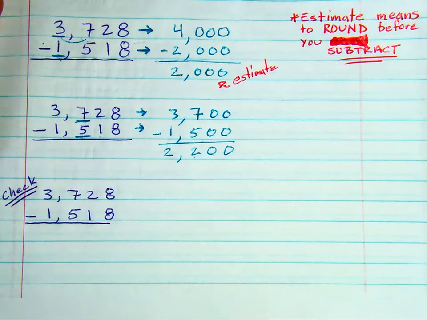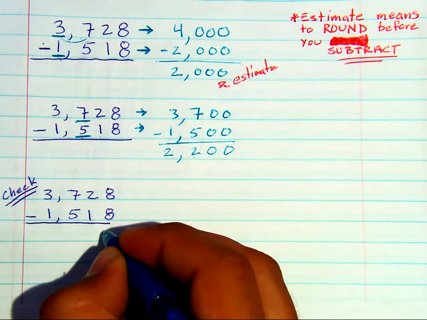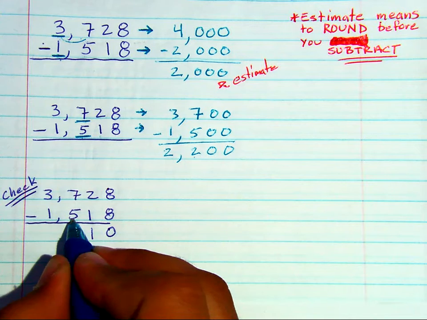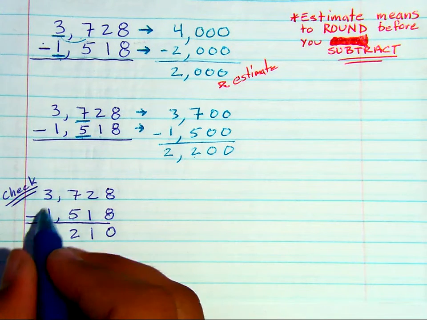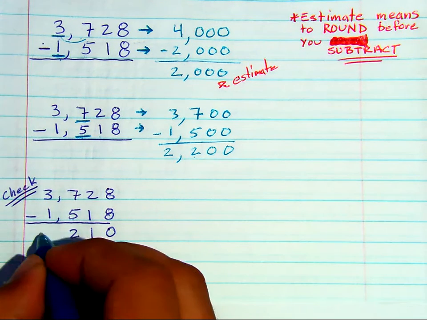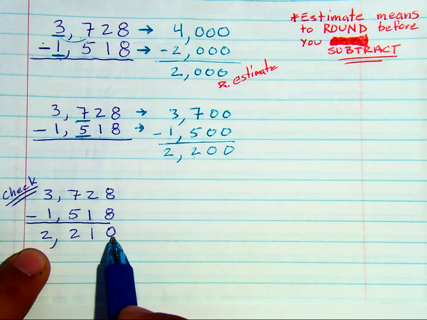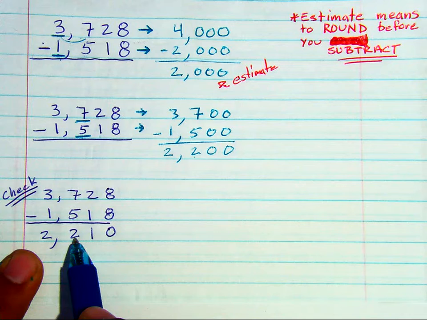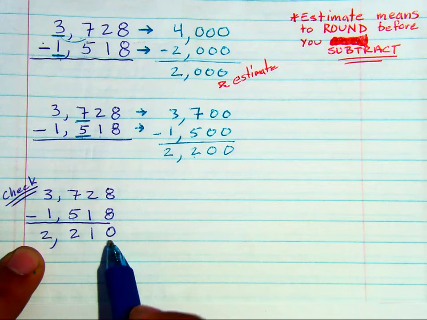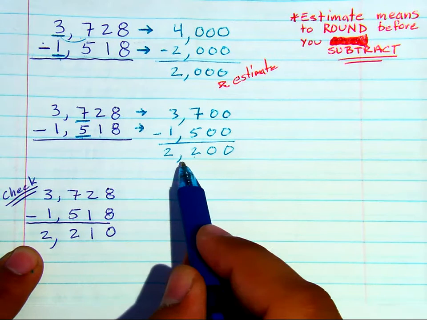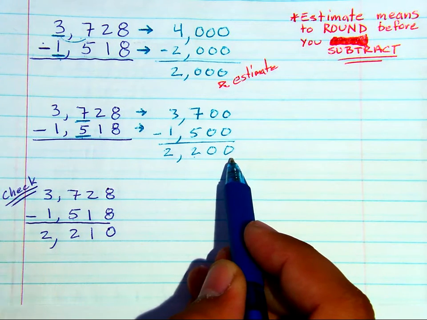And when we finally check to see what the real answer is, we'll see that 8 minus 8 is 0. 20 minus 10 is 10. 700 minus 500 is 200. And 3,000 minus 1,000 is 2,000. The actual answer, the exact answer, is 2,210. Now, while 2,000 is a good estimate, 2,200 is a better estimate.